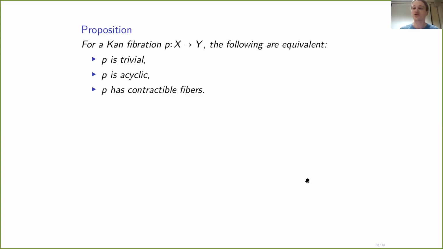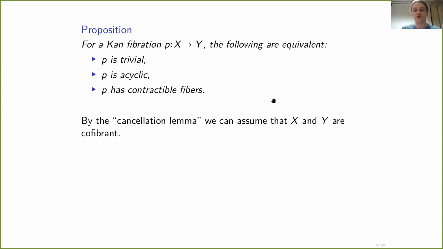Okay, so now we are ready for the first half of a proof of a main theorem, namely that a fibration is trivial if and only if it is acyclic. That's one of the two things that we have to prove. The other one is that the same holds for cofibrations. So the proposition is that these two things are equivalent, and an intermediate fact is that P has contractible fibers.